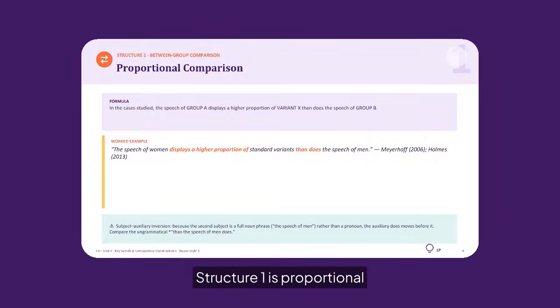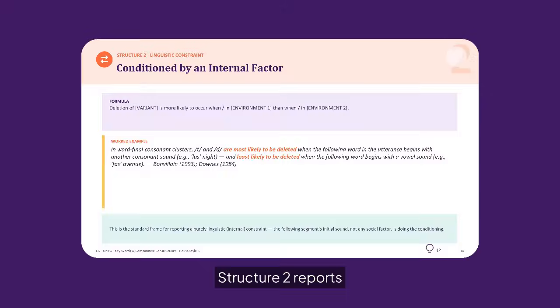Structure 1 is proportional comparison between groups. It lets you say that one group's speech displays a higher or lower proportion of a variant than another's. Notice the subject auxiliary inversion in the than clause. Than does the speech of men, not than the speech of men does. Both are grammatical, though.